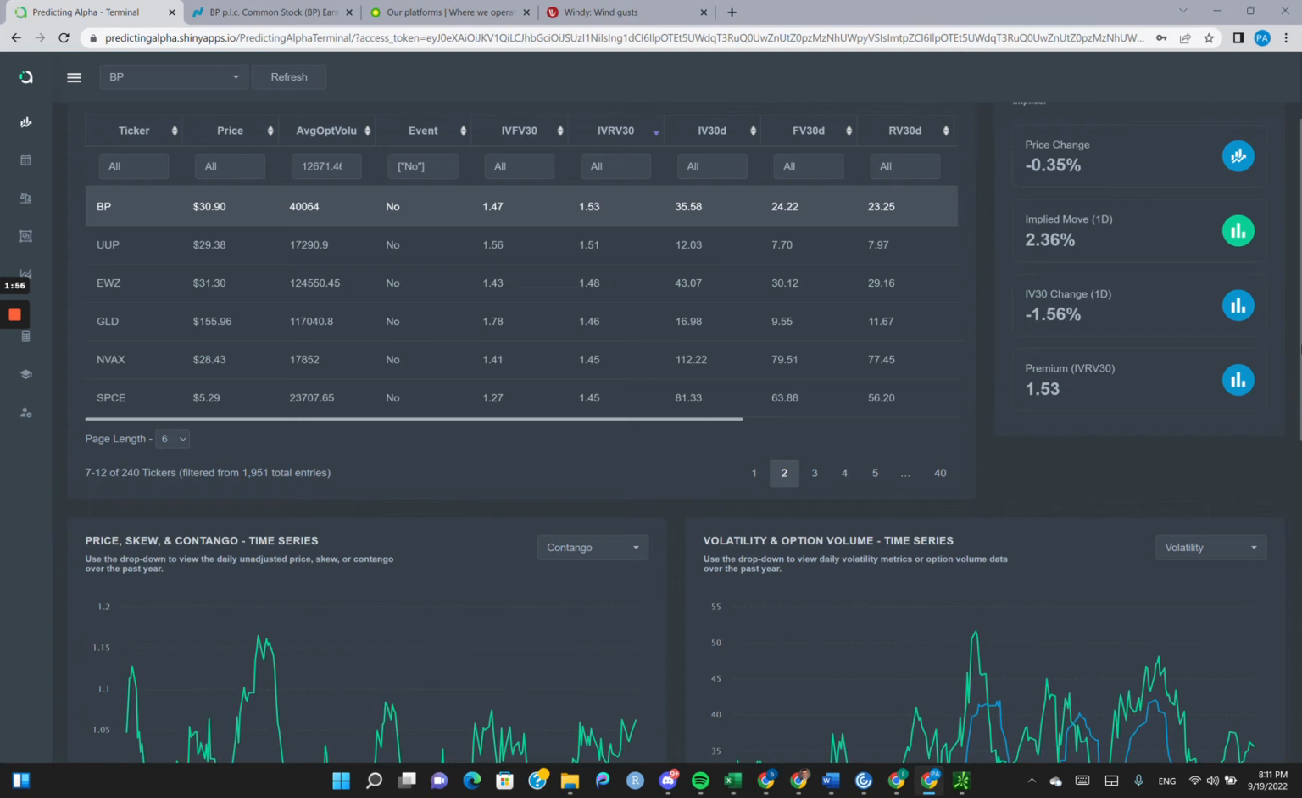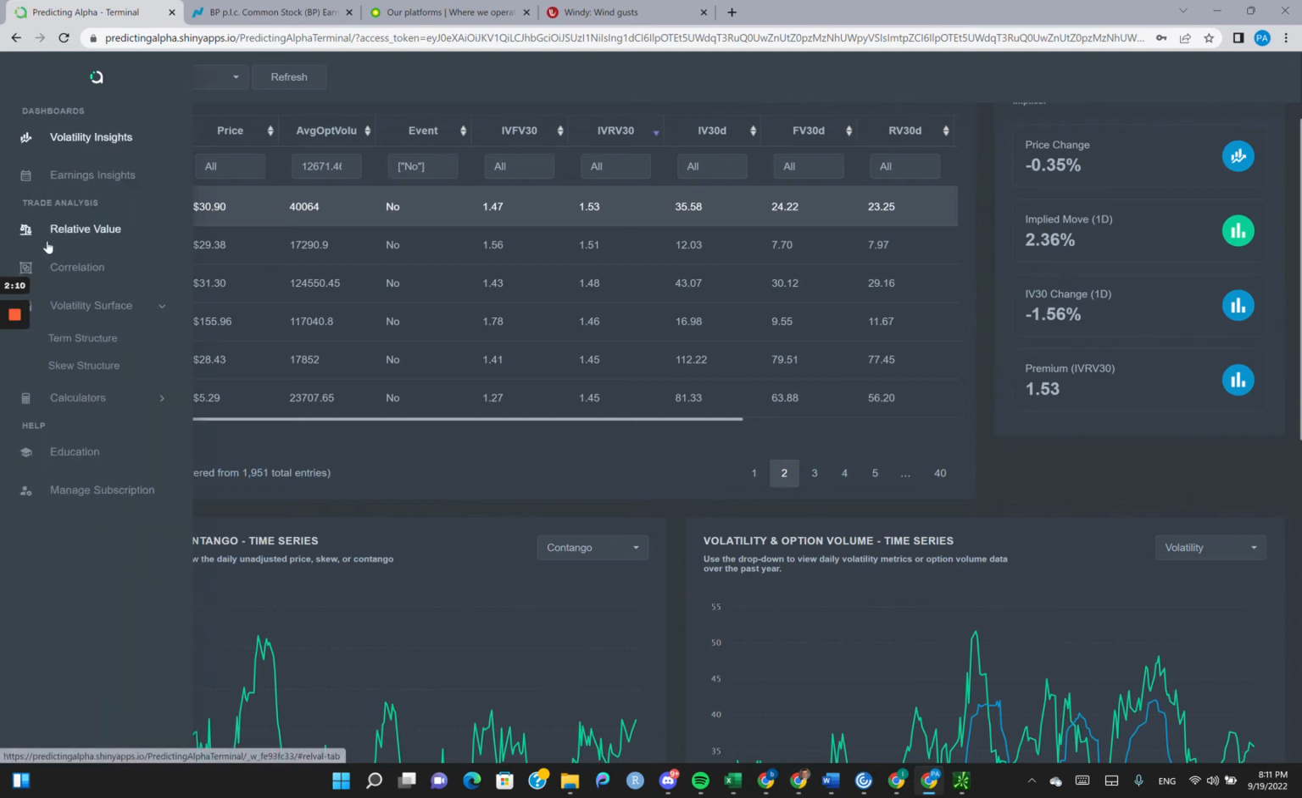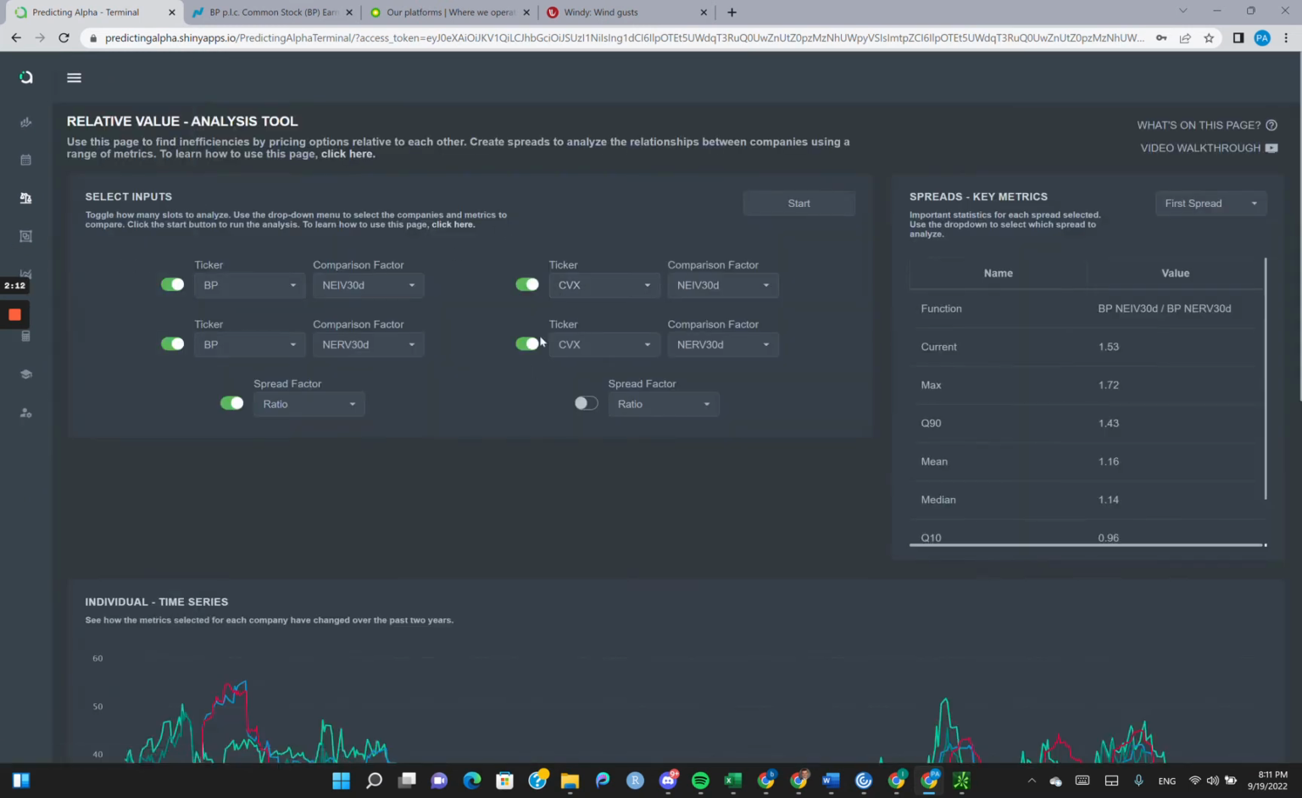But to go back to the main point of relative value, we can do a couple of things. Number one, we have to ask the question: is this just happening to BP or is this happening across the entire oil market? And then, back to my relative value point, which one is the most, quote unquote, expensive? So we go back to the relative value tab, non-event IV30, RV30, and then use our ratios. Let's compare it to Chevron.